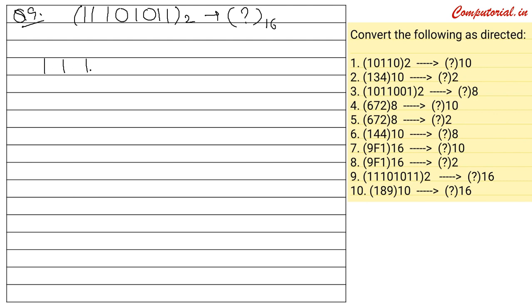1 1 1 0 1 0 1 1. Fine. So what we have to do in this conversion, we have to refer to the same table. Here what we are going to do, we have to simply make a group of 4 digits from the right side. So it will be a first group, this will be a second group. Now once you are done with the grouping part, you have to refer to your table, and from that table you simply have to find out the values.